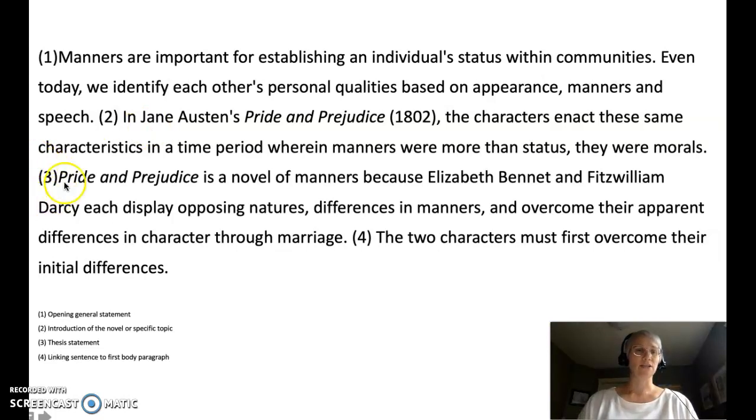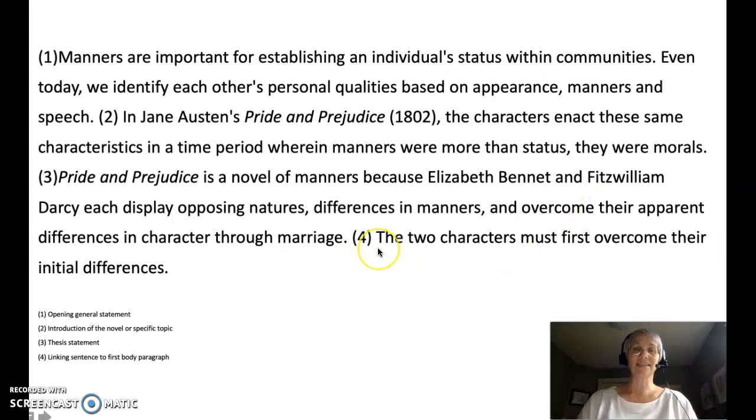Then they get to the thesis statement. In this case, it's an X because A, B, and C thesis statement. We can see them answering the question, Pride and Prejudice is a novel of manners. Okay, yes, X, because Elizabeth Bennet, these two characters have opposing natures, they have differences in manners, and they overcome these differences through marriage. So I know that when I look below in the essay that follows, I'm going to see a paragraph on their opposing natures, I'm going to see a section on their differences in manners, and I'm going to see a section on their differences in character.